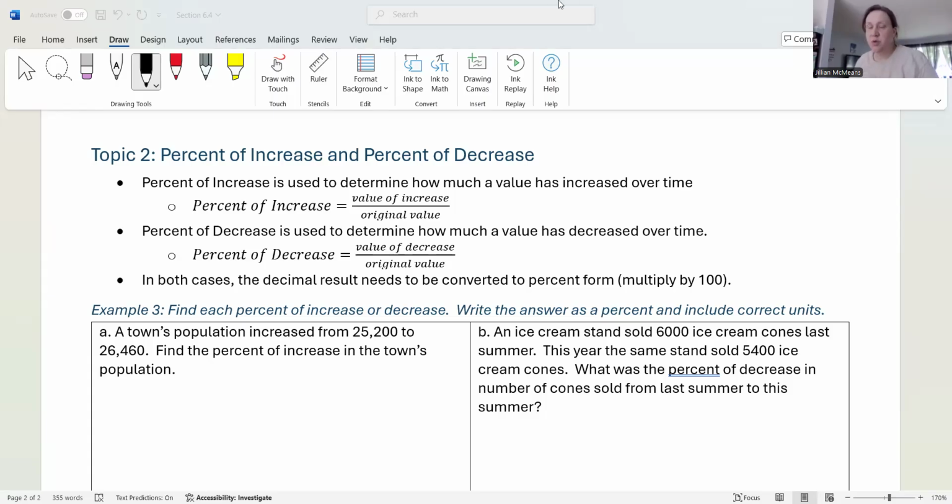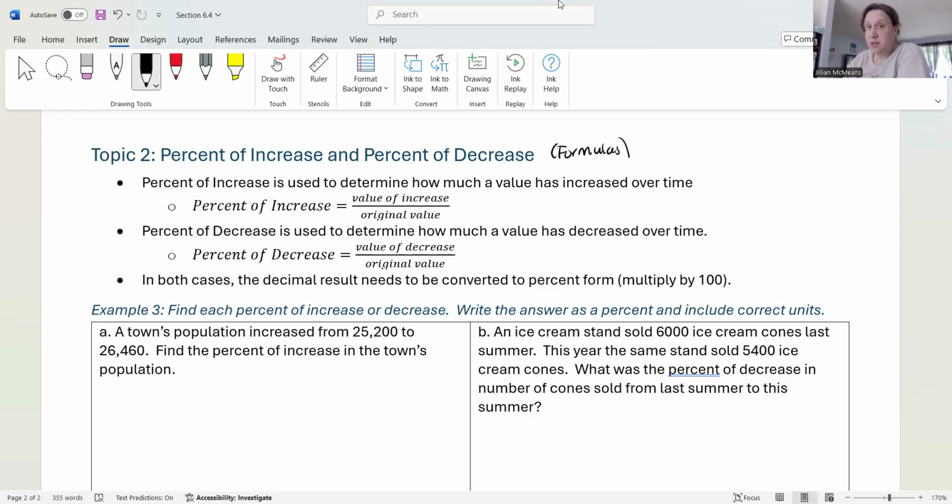For topic two, we're going to look at percent of increase and then percent of decrease. So you're going to have some situation where some value either increases or decreases over time, and we want to know what percentage of the original value is the increase or the decrease, okay? Now, you can use just formulas to solve these, okay?